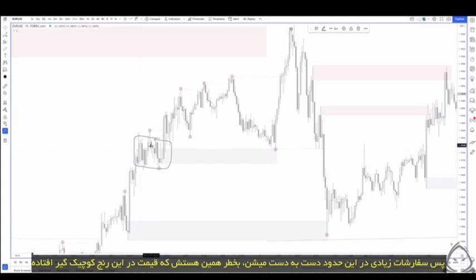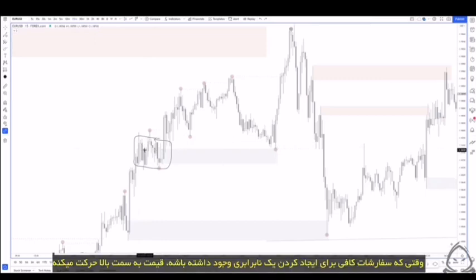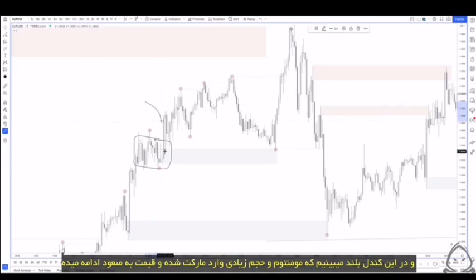So there's a lot of orders changing hands in and around this zone, which is why price is contained in a small range. Once there's enough orders that create that imbalance, price then moves to the upside. And what we can see with this large candle is there's a lot of momentum, a lot of volume in that candle, and price then continues moving to the upside.